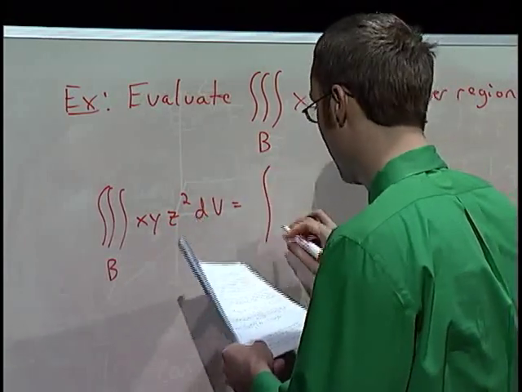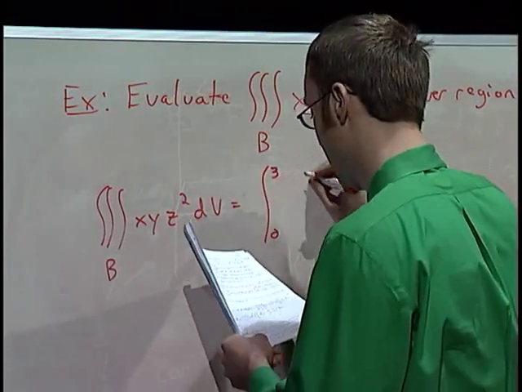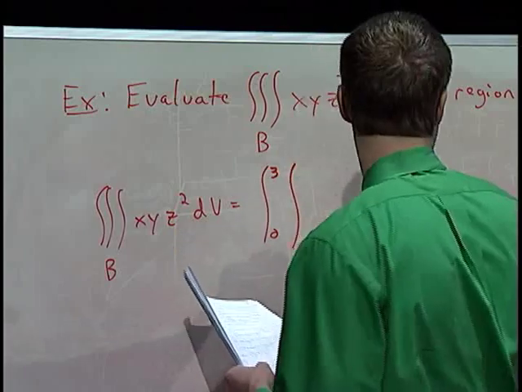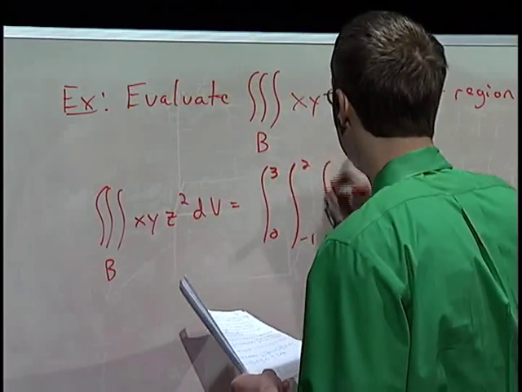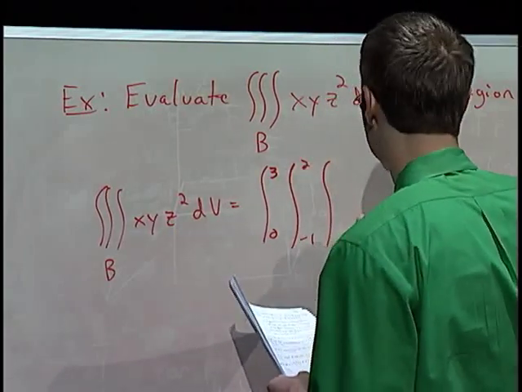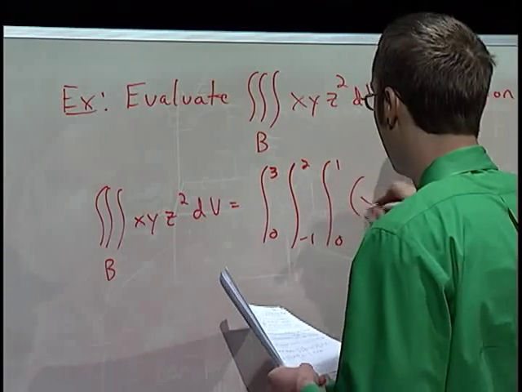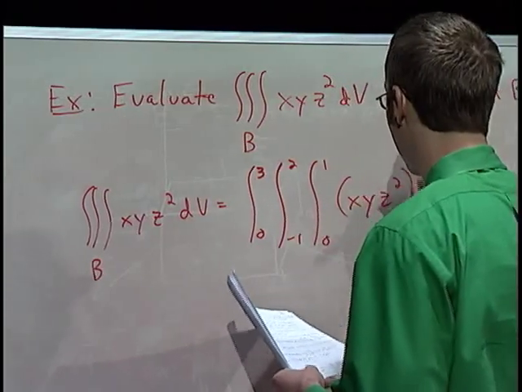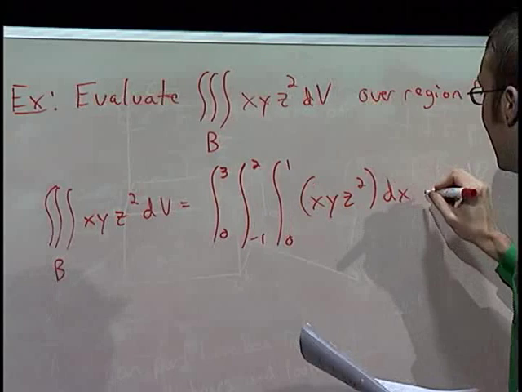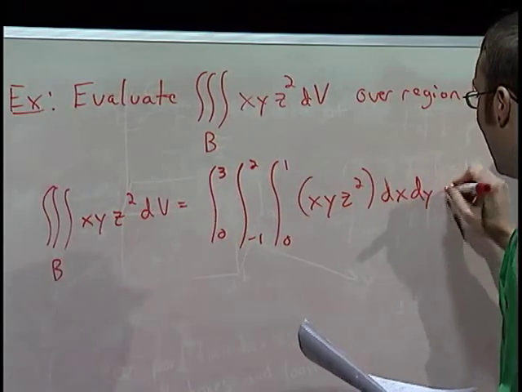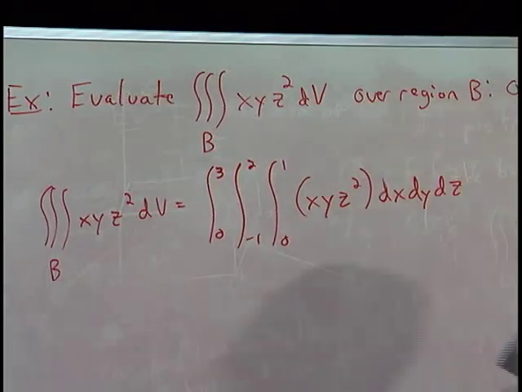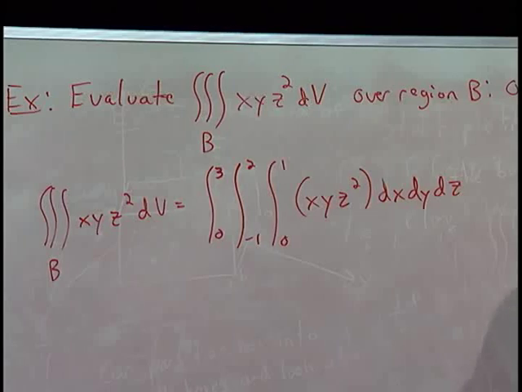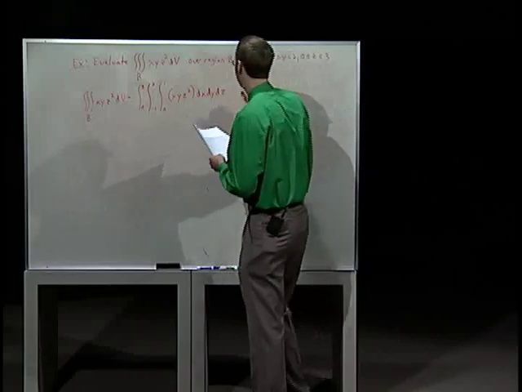So we'll integrate z from 0 to 3, and then y from -1 to 2, and the x limits are 0 to 1. The function is x y z squared, and we're going dx, dy, dz, right? Okay.